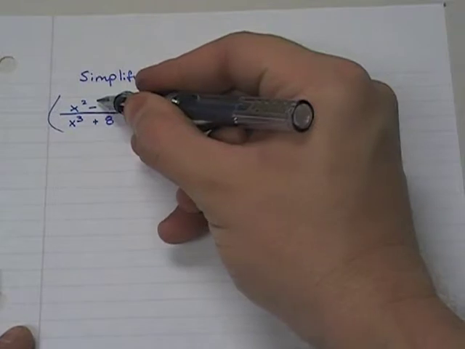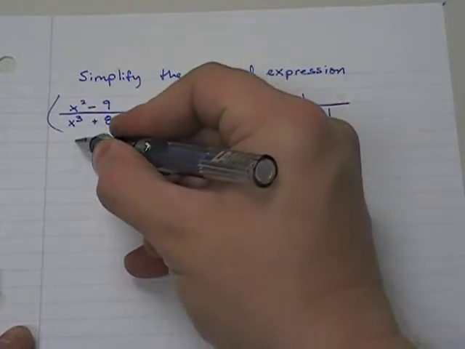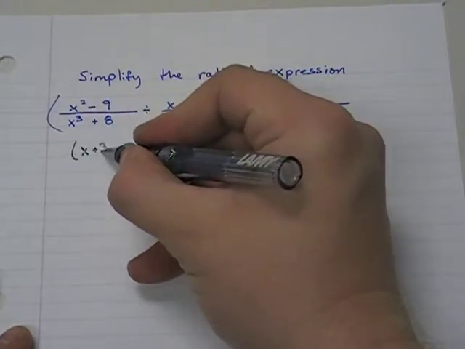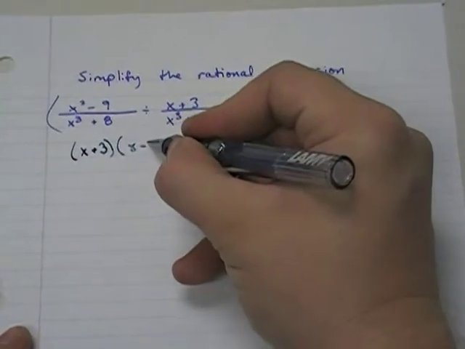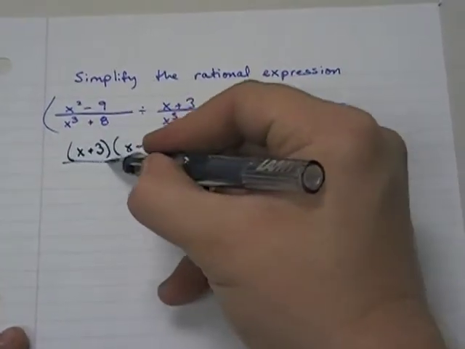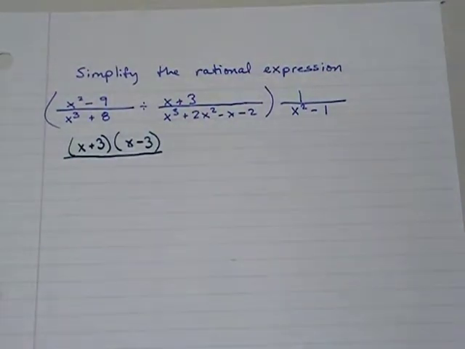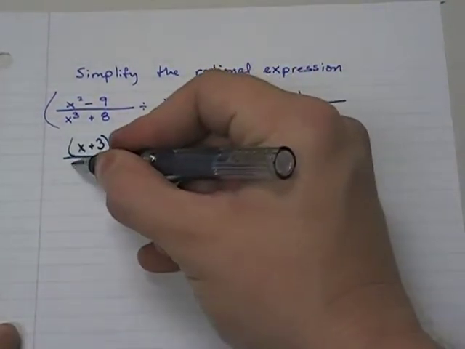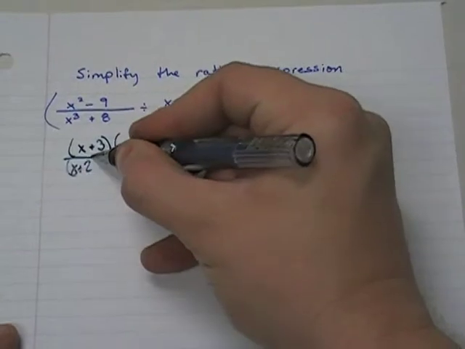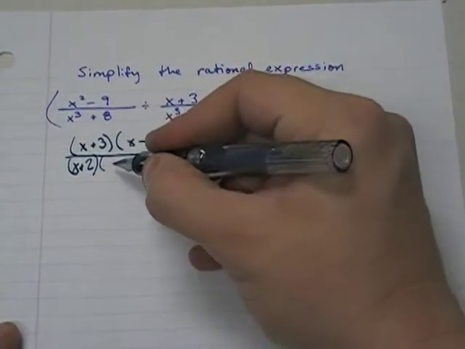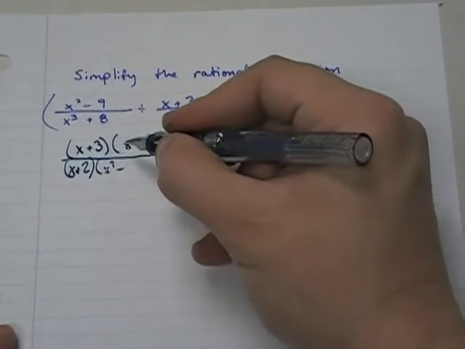And I'm going to start with this polynomial here, x squared minus 9, which factors to x plus 3 and x minus 3. And then this polynomial, x cubed plus 8, that's a sum of cubes. And that's going to factor to x plus 2 times x squared minus 2x plus 4.